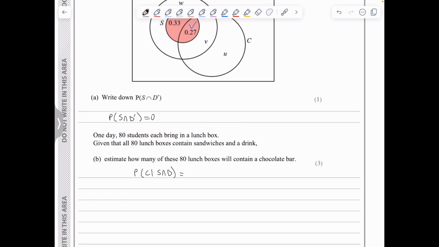So this is what I have ticked, the 0.27, over what I have shaded, which is the 0.33 plus the 0.27, which gives an answer of 9/20. That's the probability. We need to turn this into an expected frequency, so I will simply multiply the calculated probability of 9/20 times the 80, which is the total number of lunch boxes, giving an answer of 36 lunch boxes as my answer to part B.